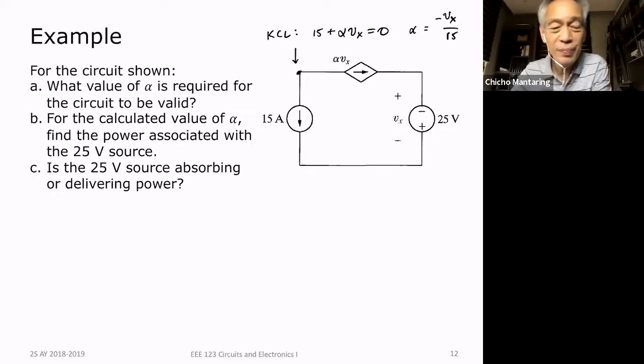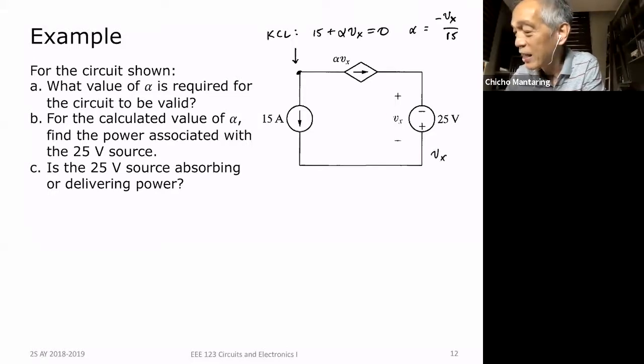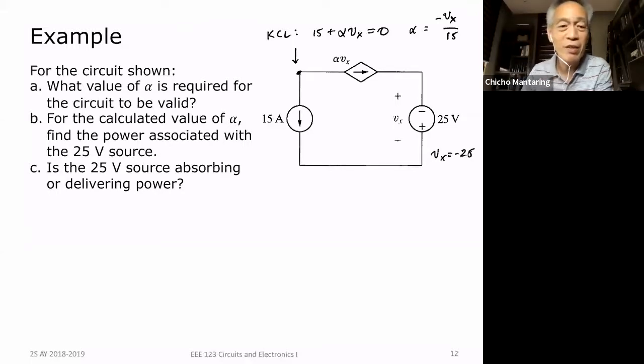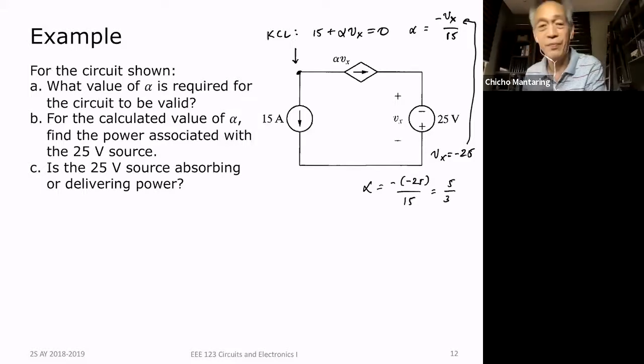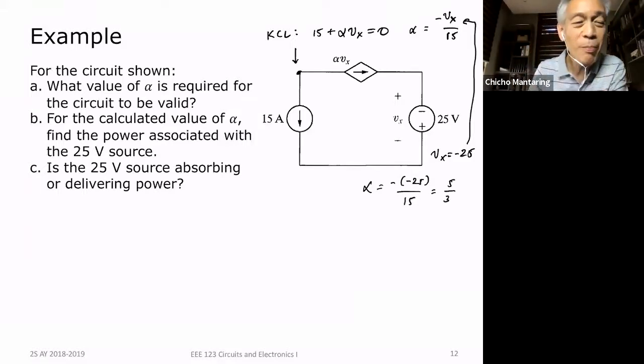But what is Vx from here? From here, you'll see that Vx is minus 25. No? Notice that the polarity of the voltage source is opposite the polarity of Vx. So Vx is minus 25, right? So if I substitute that here, I'm going to get alpha is equal to minus 25 over 15, which is equal to 5/3. So yung sumagot ng 1.67 or 5/3 is correct. Hindi dapat negative, it should be positive.